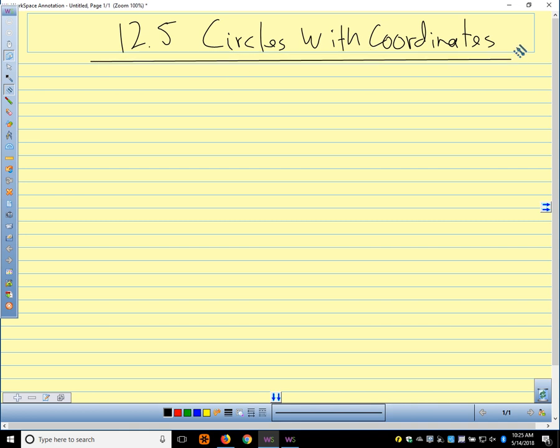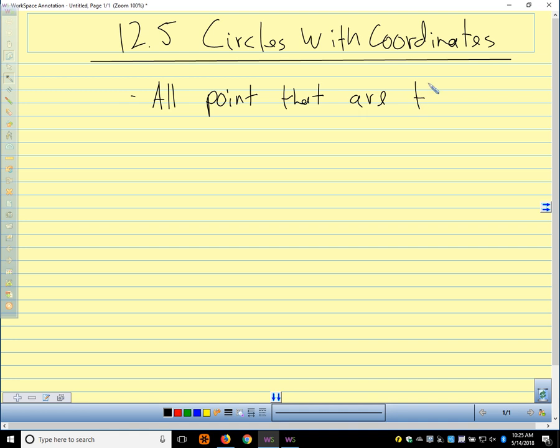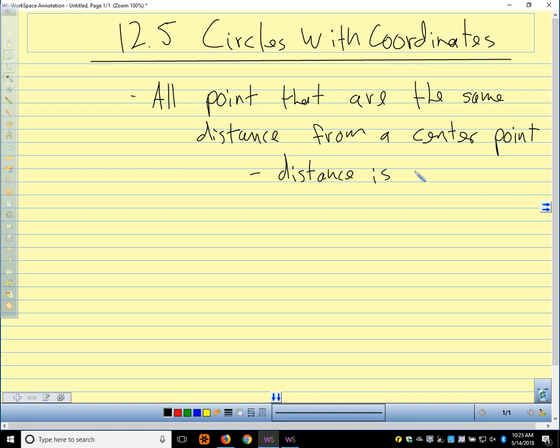Now, we've talked a couple of times about the definition of a circle. We said the circle was all points that are the same distance from a center. We said the same thing for a sphere in 3 dimensions. The distance is the radius.